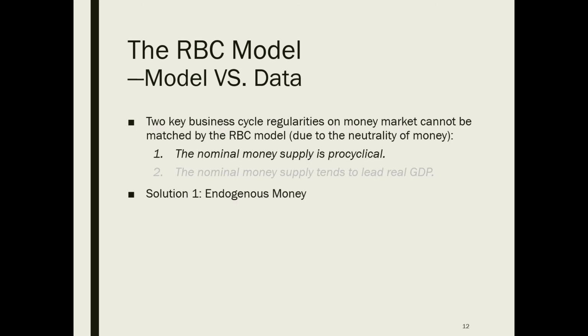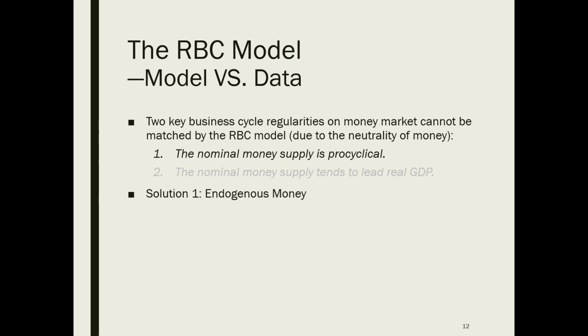The failure of the RBC model in explaining the labor market has been addressed by the search and matching model we introduced in the last semester. There are two additional failures of the RBC model in explaining the money market due to the classical dichotomy or neutrality of money. The first is that the money supply is procyclical in data, but acyclical in the RBC model.